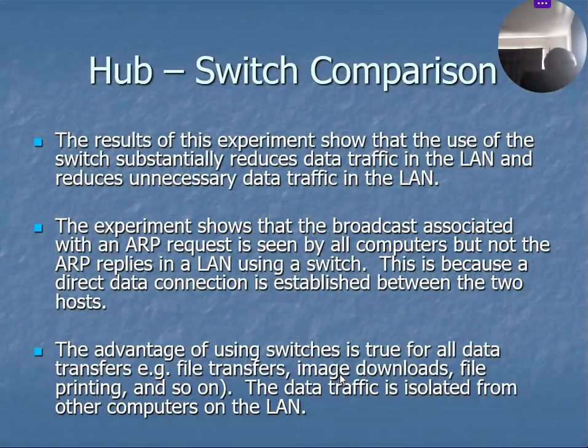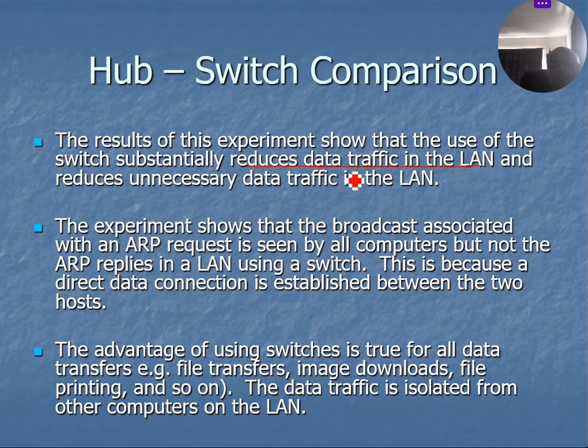Now let's move on. Hub switch comparison. The result of this experiment shows that the use of the switch substantially reduces what we call data traffic. When you use a switch, it will reduce data traffic in a network. Why? Because data is only transferred between the two hosts that have established a connection among themselves in a switch.